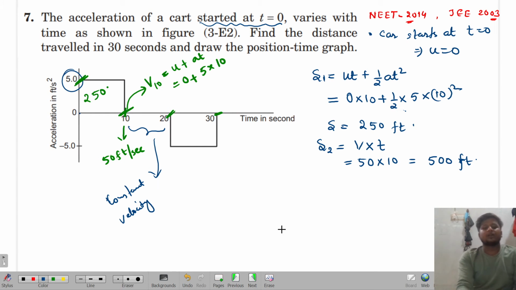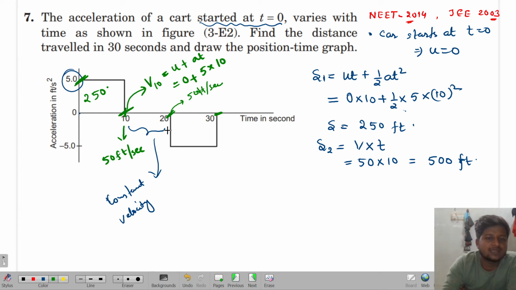Okay. Now look over here. After that, I have the negative acceleration. Already I have told you. First check what is the velocity at this point, 20. So here the velocity remains the same. That is going to be 50 feet per second. Got it or not?